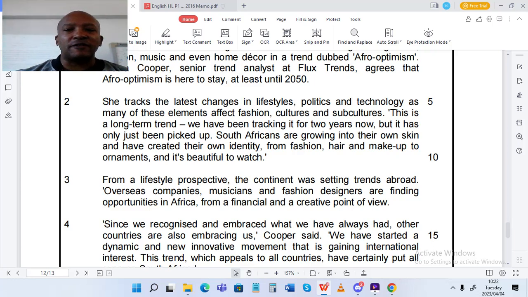Look here, this sentence could have read, this was a long-term trend. Do you see what they did here? They actually gave you a hyphenated word here to confuse you. And then they gave you the dash there. You see that? Now, they're saying, this is a long-term trend. They could have finished the sentence here. Then they gave you a dash, and then they gave you more information: but it has only just been picked up now. They're just adding more information. Let's see what the memo says.